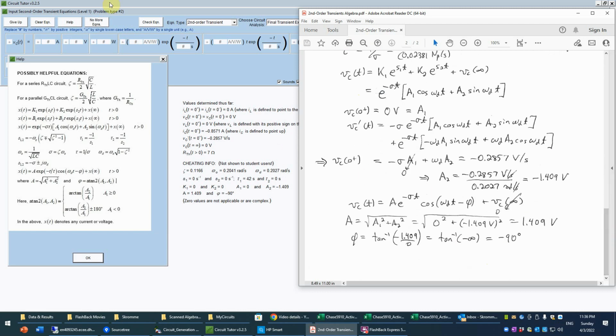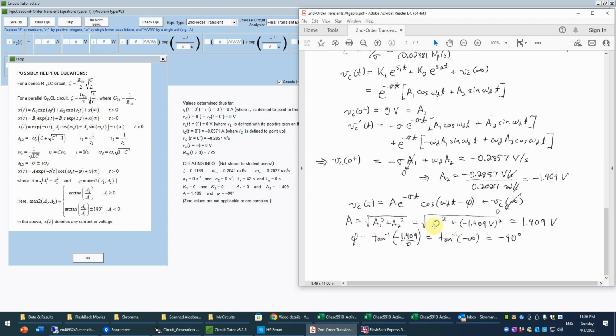Now, we don't have the option to enter A1 and A2 form here. They want us to put it in a simplified form. So we're going to use this form now, which is A e to the negative sigma t cosine of omega dt minus phi, plus the particular term, which in this problem is 0, so we don't have to worry about that. To find A, we use the formula given here, the square root of A1 squared plus A2 squared. That follows from using the trig identity to get from this stage down to this stage.